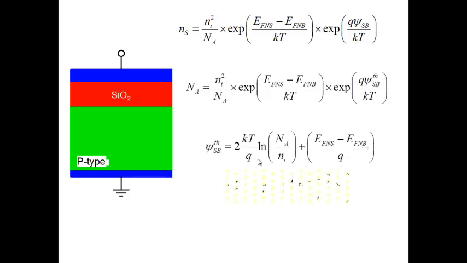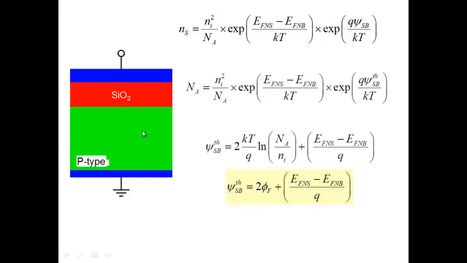This is what we have been calling 2 phi f. So psi s, measured with respect to bulk at threshold, is 2 phi f plus EFNS, Fermi level at the surface, minus Fermi level at the bulk, divided by Q. Right? So we have a very general expression for the surface potential measured with respect to bulk at threshold.